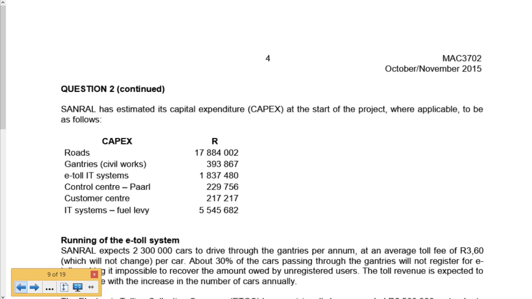So they say, if we do the e-toll, we will have gantries. You see those? It's those blue lights in the night, yeah. With the blue lights. We've blinged up our roads. Yeah. Then we also have IT systems for the toll roads. And we have to put in a control center, which will be in Paarl. And a customer center for people that phone in to complain that they weren't ever in that road, and they've been billed. For the fuel levy, it's just an extra IT system that you need to put in to account for that fuel levy.